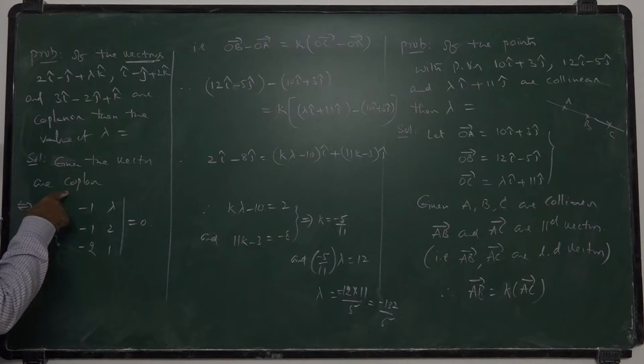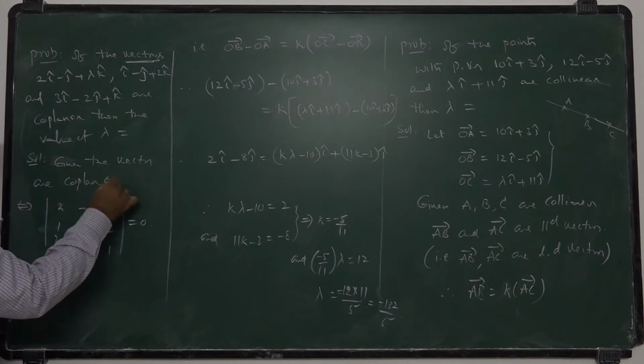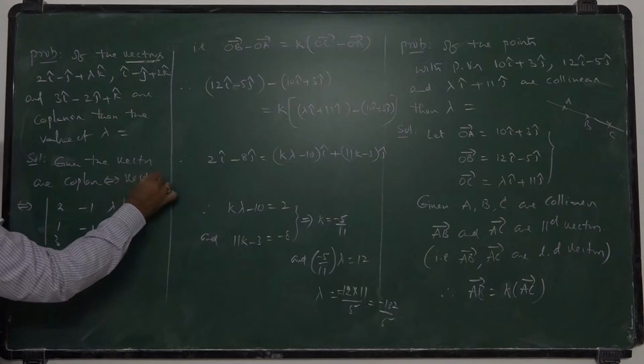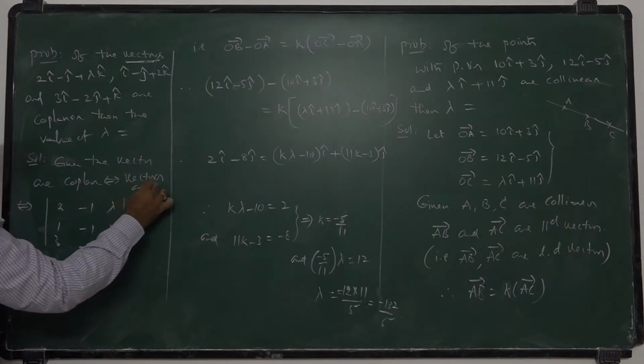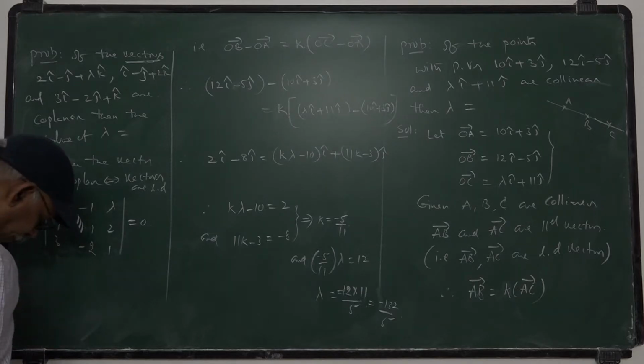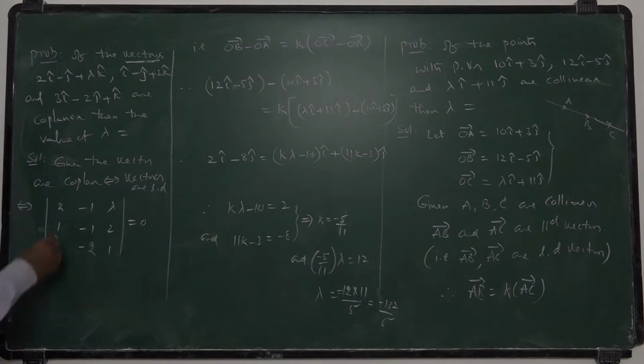So, given the vectors are coplanar, I am saying that vectors are linearly dependent. Once they are linearly dependent, the determinant is 0. Based on this, you can develop the lambda value.